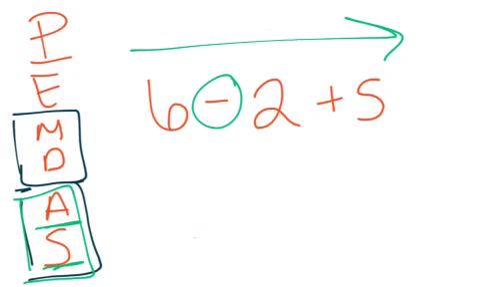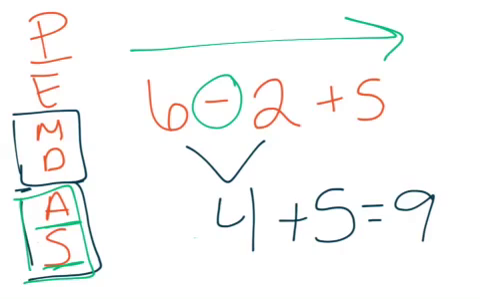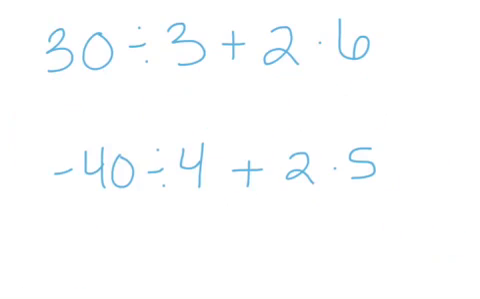Adding and subtracting fall under the same rule as multiplying and dividing. You're going to do them from left to right. Doesn't matter where it comes in our mnemonic device there. So what is 6 minus 2? 4. Then we add for our answer. Go ahead and pause the video to try these examples on your own. Press play when you're ready to see them worked out.